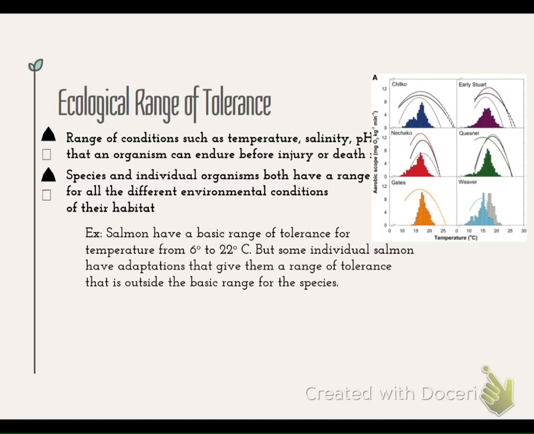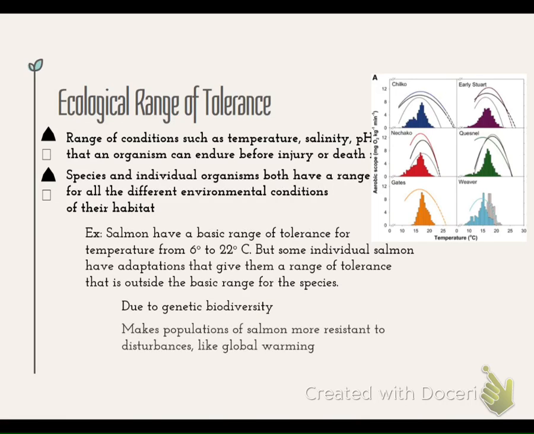For example, these 6 different types of salmon, some of them are able to exist at a higher temperature. For example, these guys right here are able to go a little bit higher, whereas some of them right down here are able to live more in the, probably Arctic salmon. Again, this is due to genetic biodiversity, which makes it so that the species is more likely to survive and is more resistant to global warming.